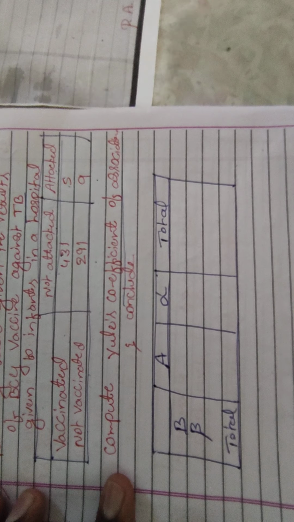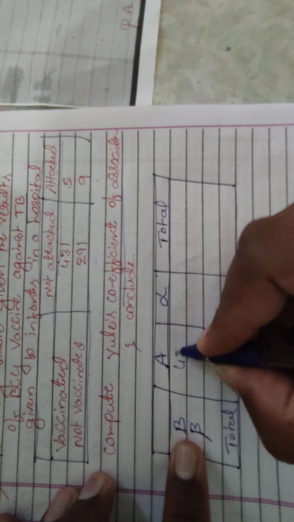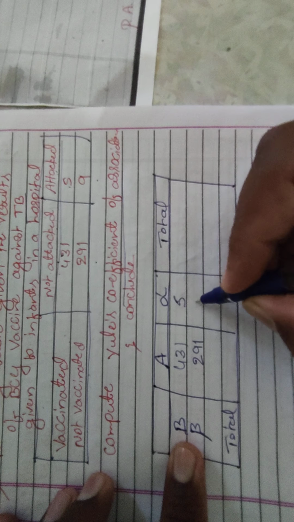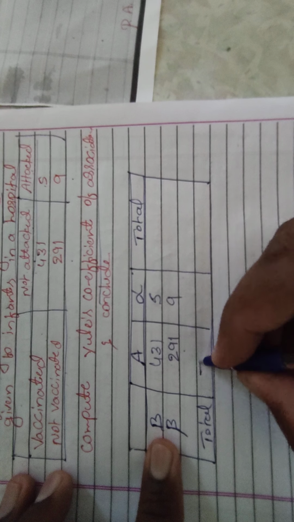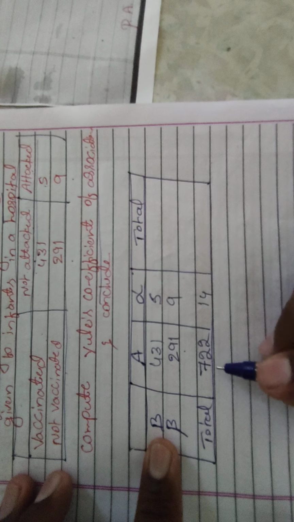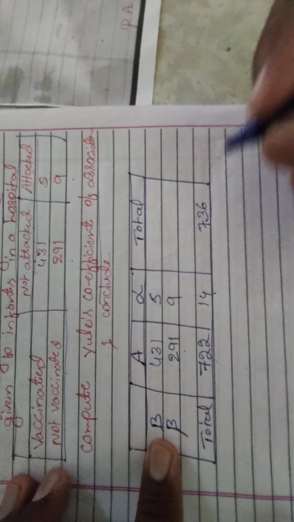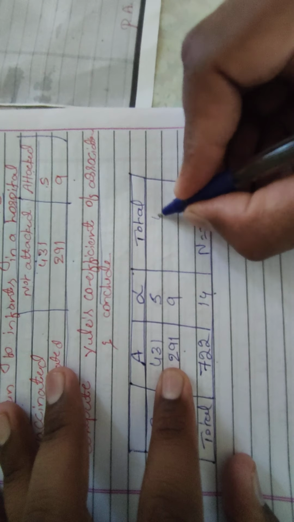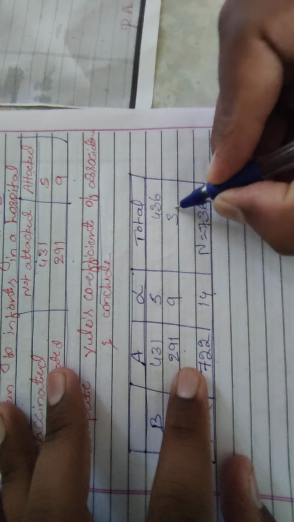Next we have to write the given information. So not attacked, A into B. So we have to write here 431 as it is. Next 291, 5, 9. If we make a total, 431 plus 291, we will get 722. 5 plus 9, we will get 14. 722 plus 14, we will get 736. This is the capital letter N, total. 431 plus 5, we will get 436. 291 plus 9, we will get 300.